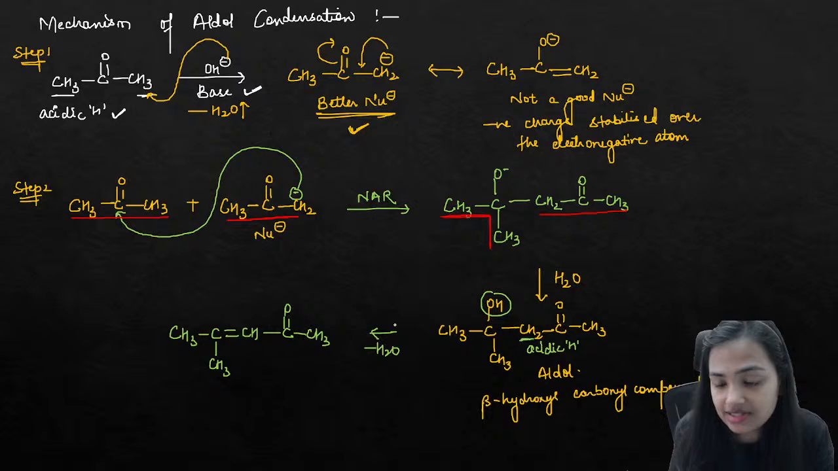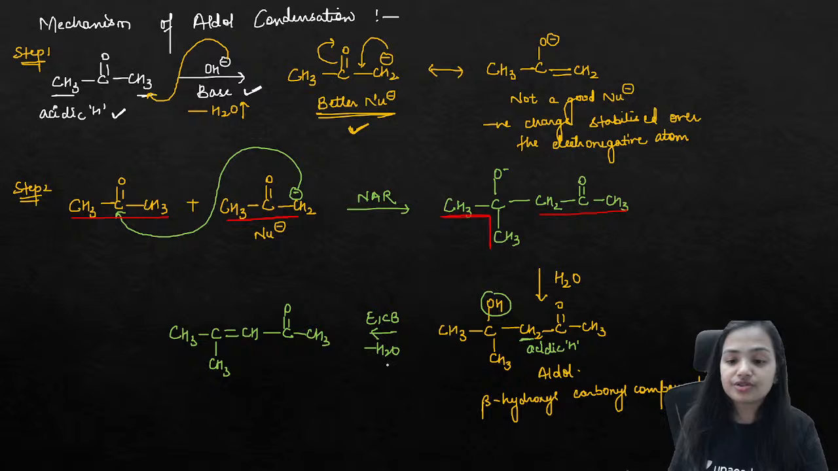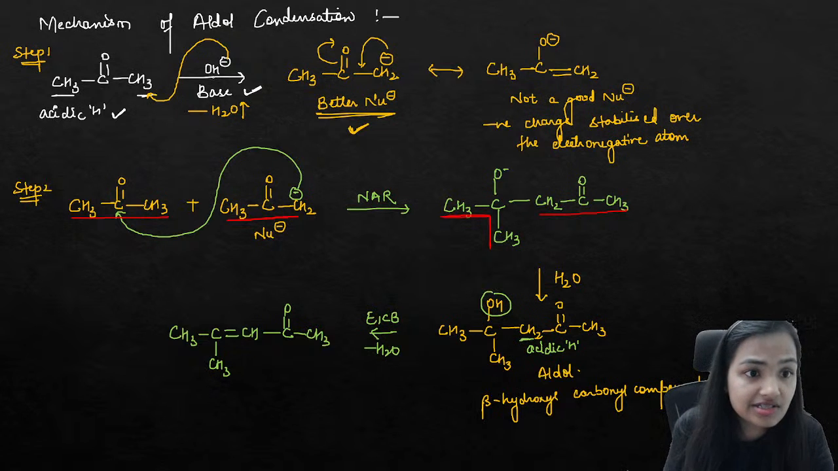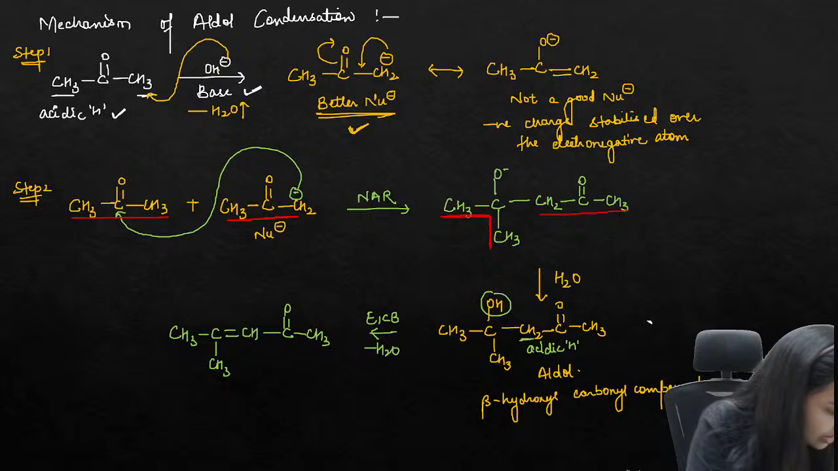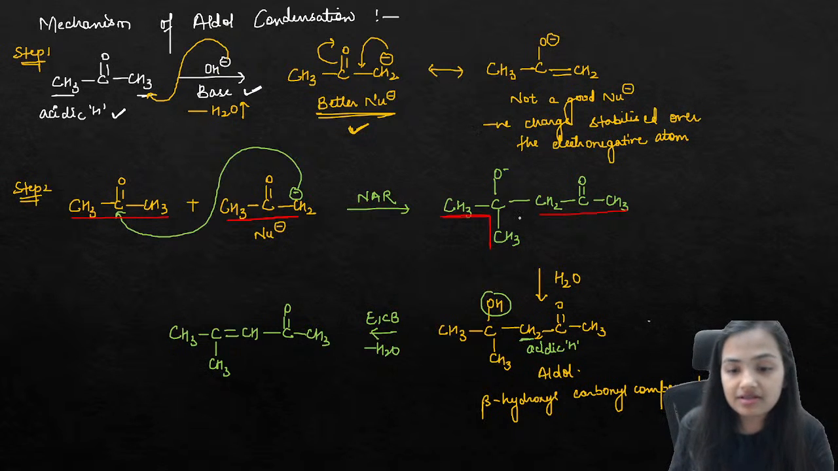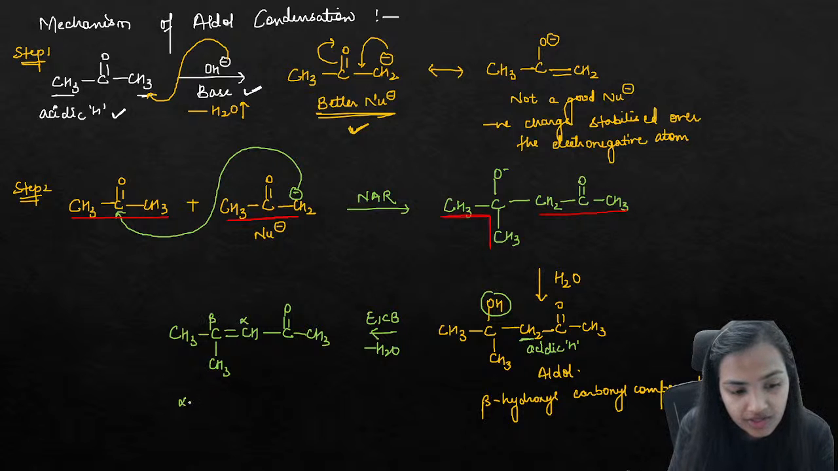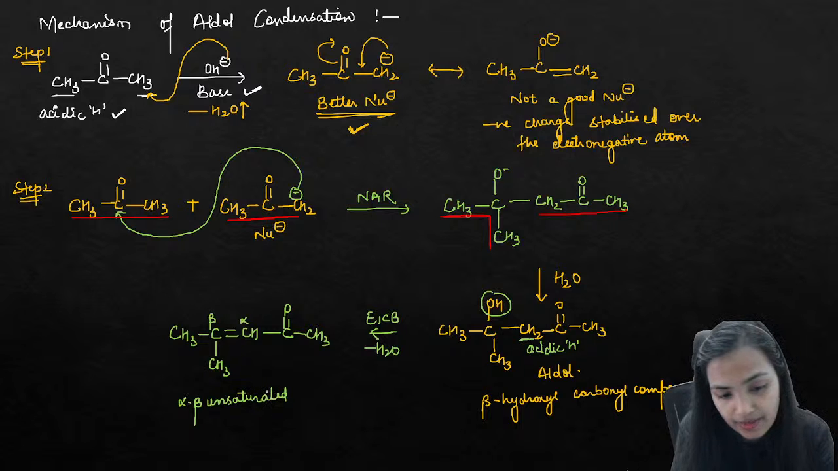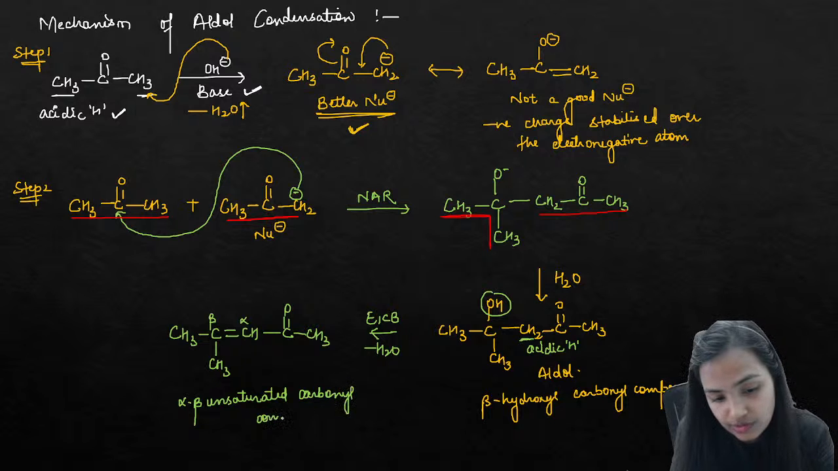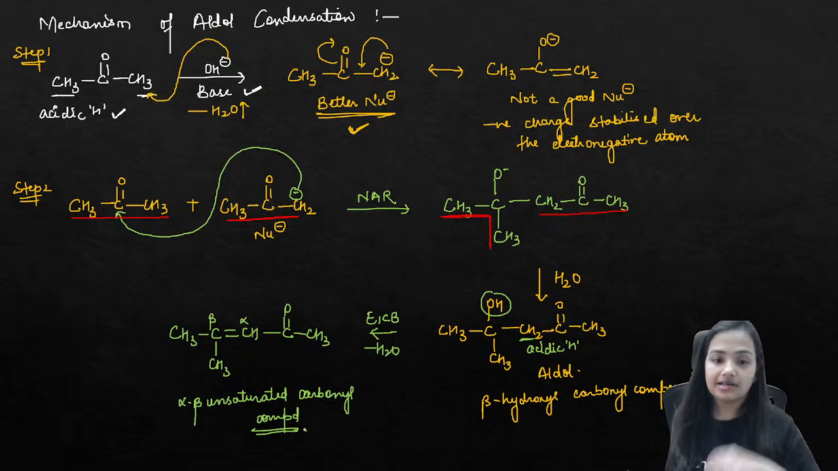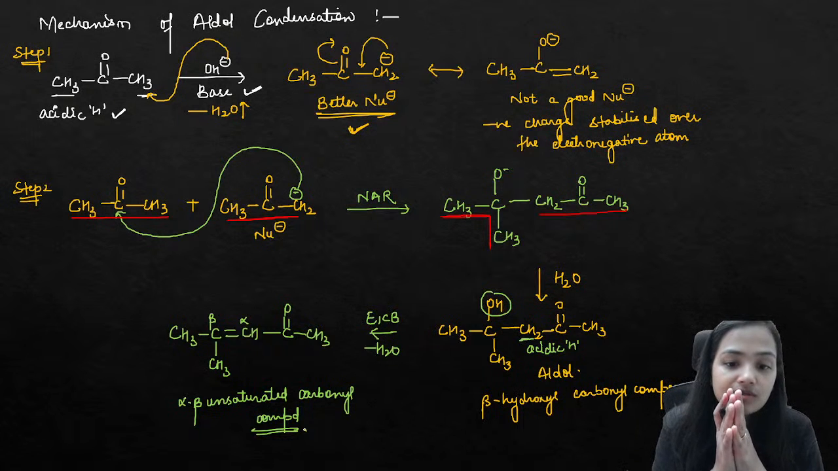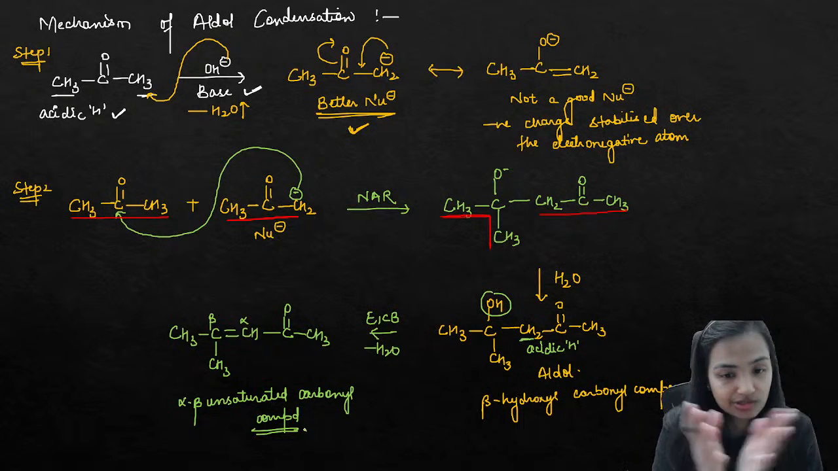And this we can say is the E1cB mechanism, that is, the elimination of water in the presence of a base. The reaction is catalyzed in the presence of a base. So in the presence of a base, the E1cB mechanism will occur, and there will be the elimination of water. Now this is an alpha beta unsaturated carbonyl compound. Got it? So this is as simple as that. This is your mechanism of the aldol condensation.